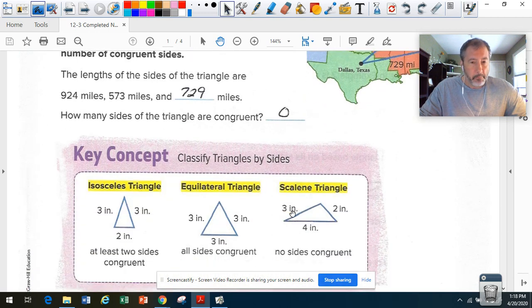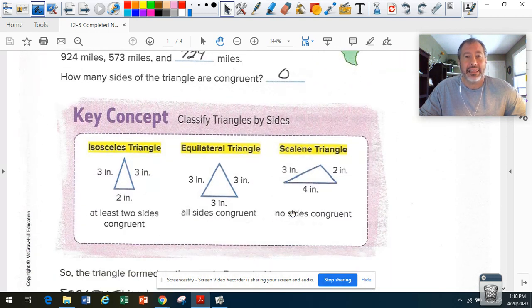So let's talk about the sides. How do we classify these triangles according to the sides? There are basically 3 categories that we deal with when we're dealing with the measurements of a triangle. We're going to first deal with the isosceles triangle. In an isosceles triangle, at least 2 sides are congruent. As you see here, I have this side being 3 inches, this side being 3 inches, and this side is 2 inches.